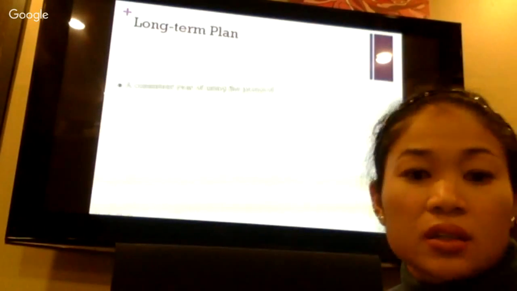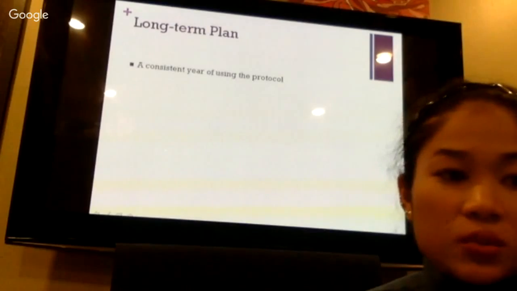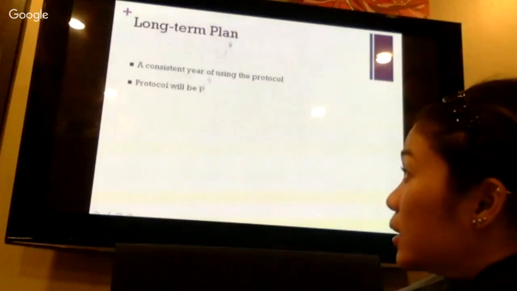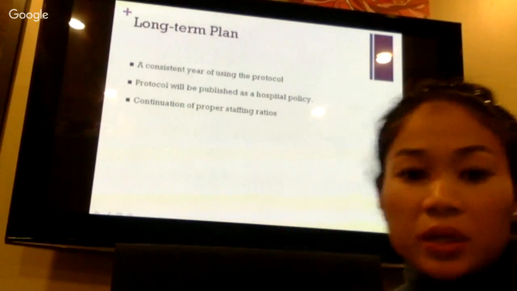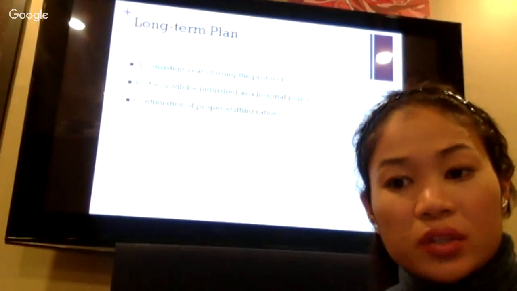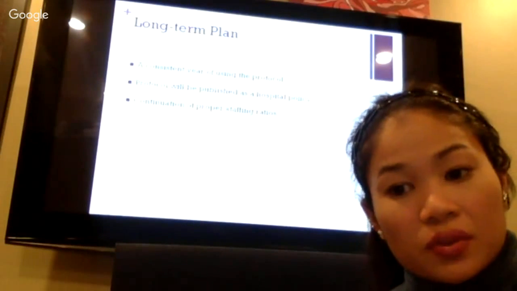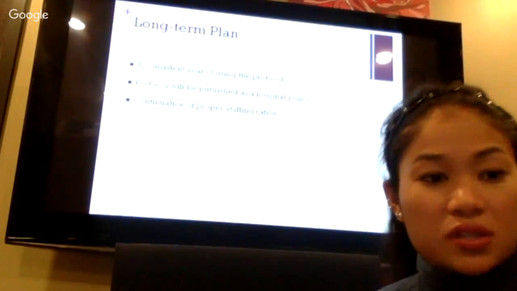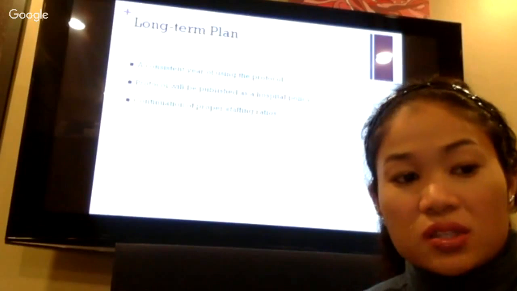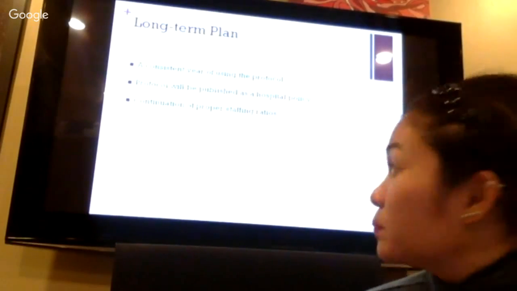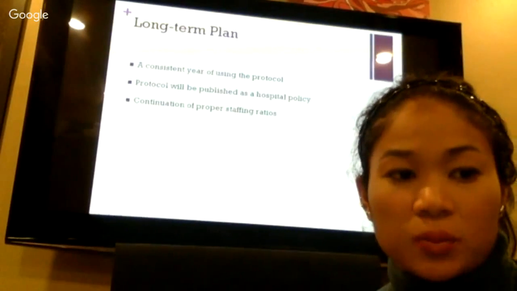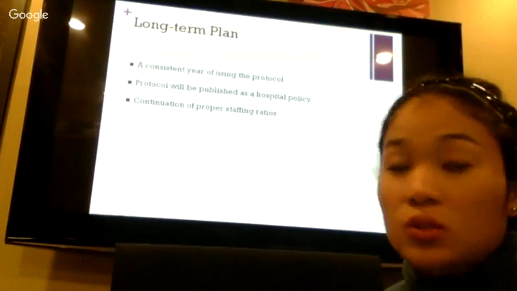Long-term plan. So for long-term plans, we'll include a consistent year of using the protocol. And then my hope is that the protocol would be published as a hospital policy. So this is when I would set up a meeting with upper management, like the chief nursing officer, as well as the educators of the hospital to make any further modifications if necessary before it becomes a policy. And then another long-term goal would include the continuation of proper nurse to patient ratios.